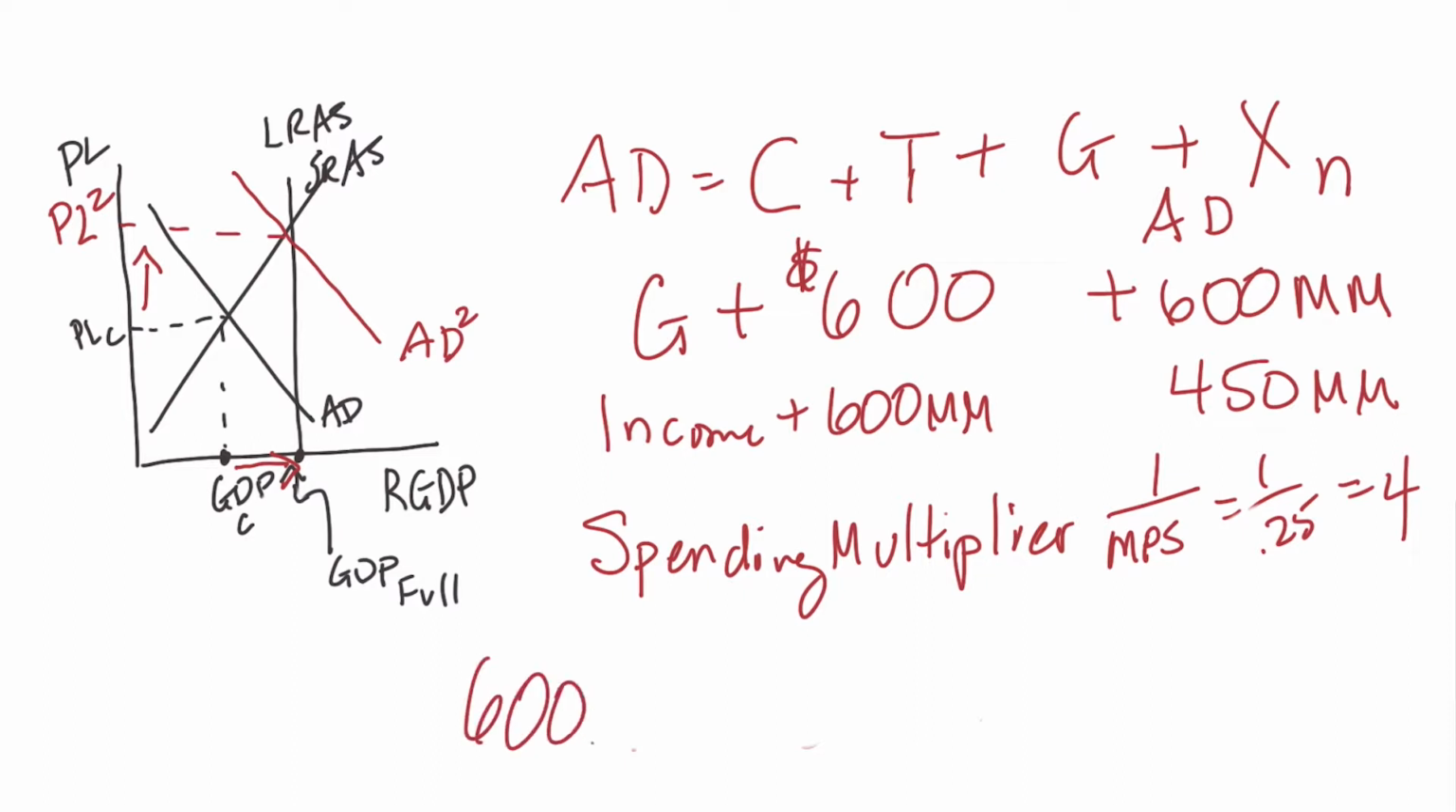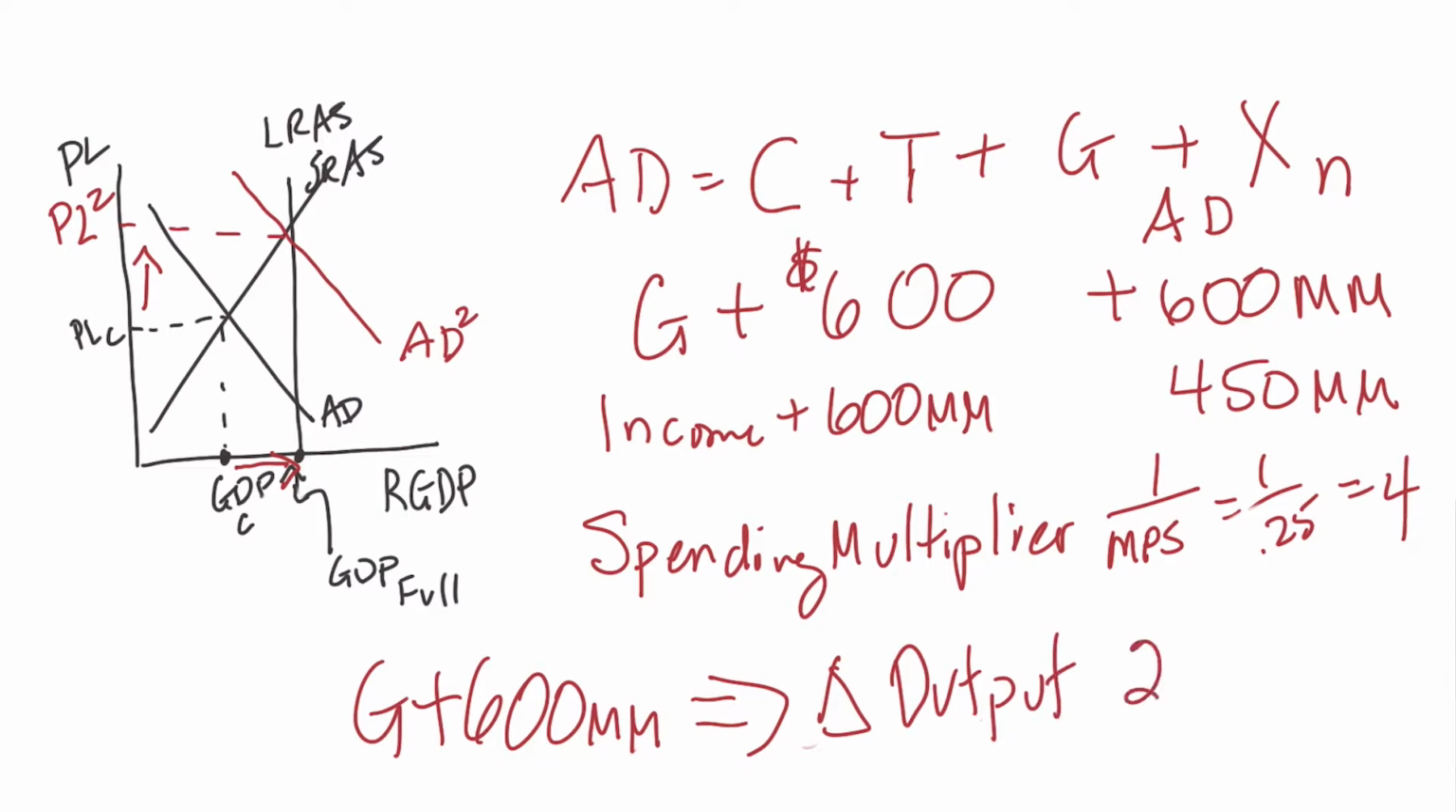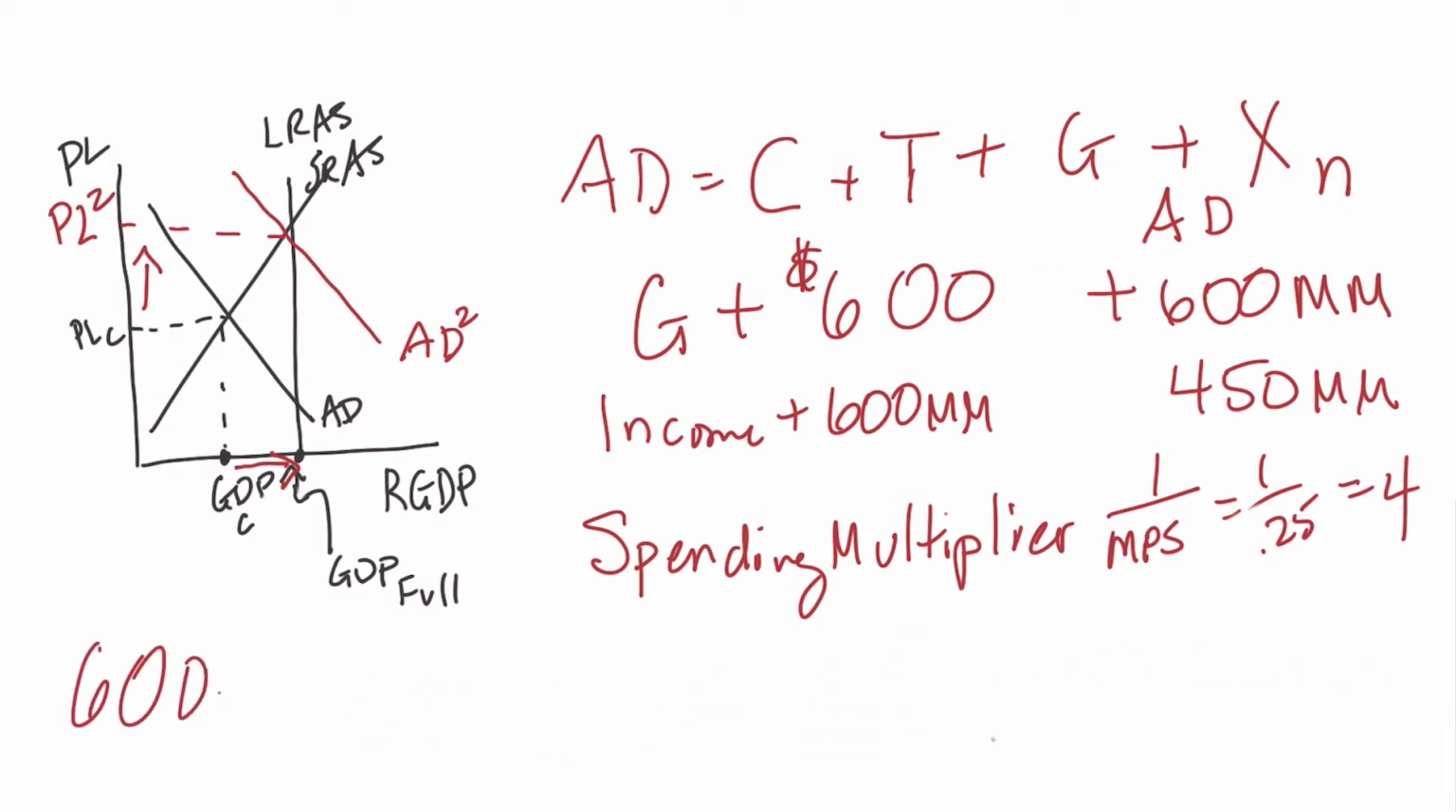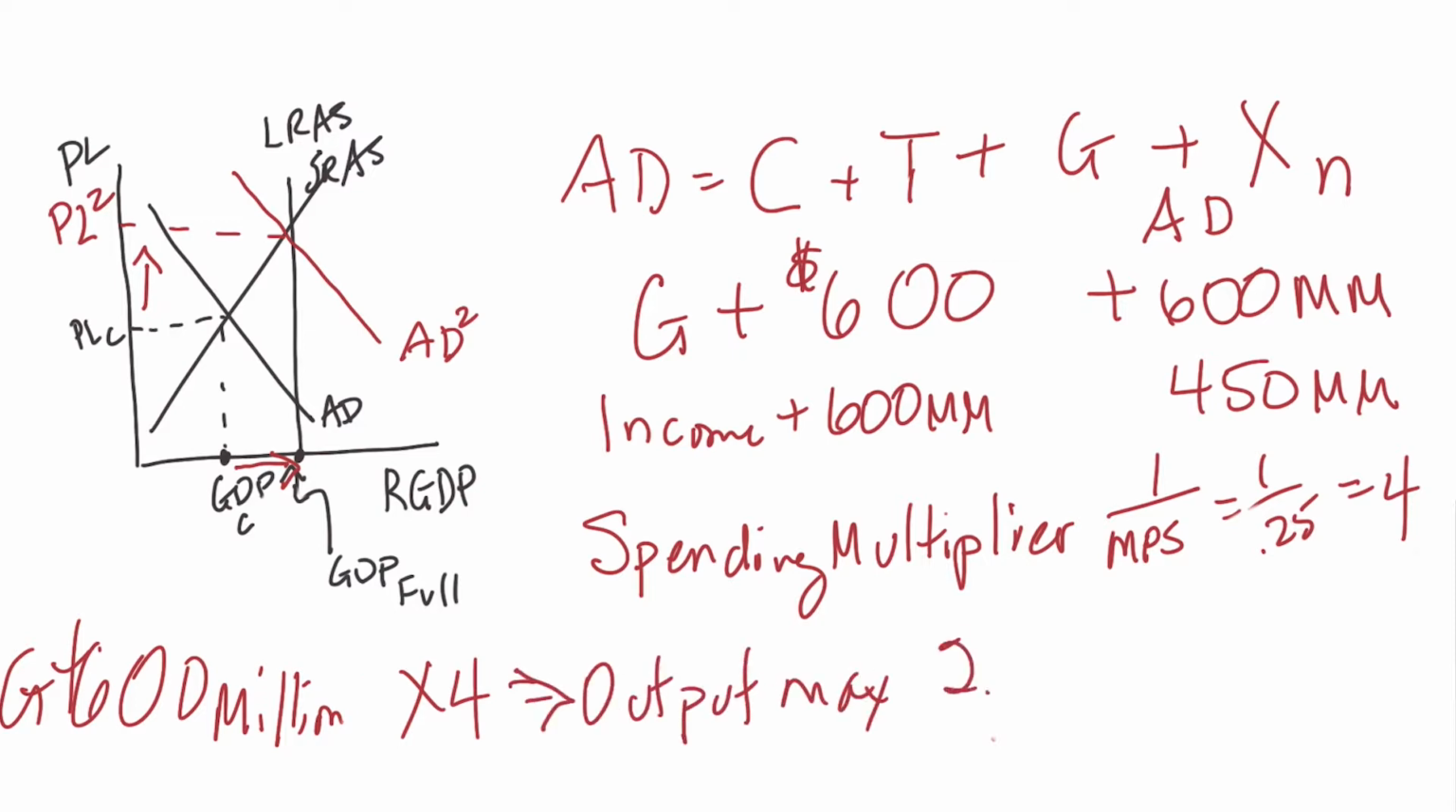A $600 million purchase by the government of goods and services can lead to a maximum change in output of $2.4 billion. A $600 million purchase of goods and services by the government multiplies in the economy by a factor of 4, giving us a maximum increase in output of $2.4 billion.